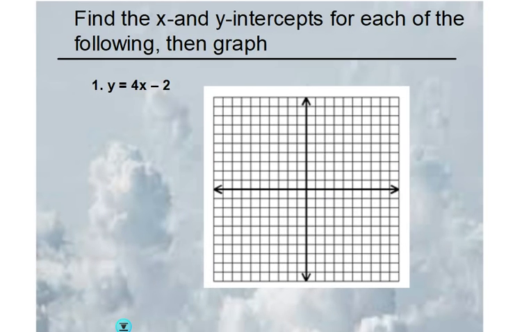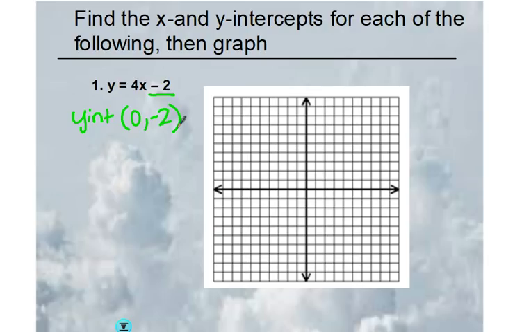Okay, here on number 1, it says to find the x and y intercepts for each of the following, then graph. So there's lots of ways to do this. One, it's pretty easy whenever this is in our slope-intercept form, right? Because this is y equals mx plus b, where b is representing our y-intercept. So right off the bat, I can write down my y-intercept is 0, negative 2. Now in order to find my x-intercept, I have to plug in 0 for the y value.